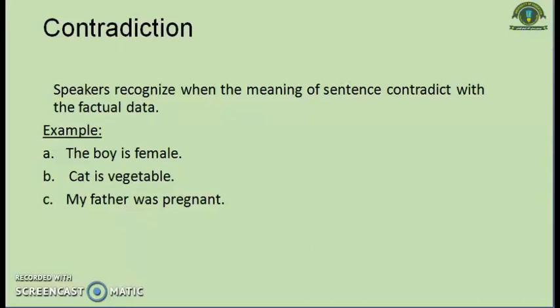So when the meaning of a sentence contradicts the factual data, for example here the boy is female, we cannot say that the boy is female, so the boy is male. So here is a contradiction of the factual data. Cat is vegetable, so cat cannot be vegetable. Cat and vegetables are both different things, so this is also the contradiction of the factual data. If I say that my father was pregnant, how is it possible that a male can be pregnant? So this is a very funny example, that my father was pregnant. So the meaning of the sentence actually contradicts the factual data.